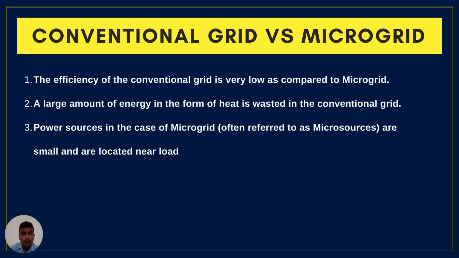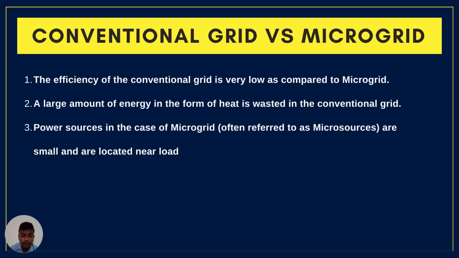So, what is the difference between a conventional grid and a microgrid? The efficiency of the conventional grid is very low compared to the microgrid. A large amount of energy in the form of heat is wasted in the conventional grid. Power sources in the microgrid are small and located near the load. Another difference is that electric vehicle integration is present in the microgrid, whereas in the conventional grid it is possible but with a few changes. Energy storage options are present in both, but the operational efficiency of the microgrid is very high compared to the conventional grid.